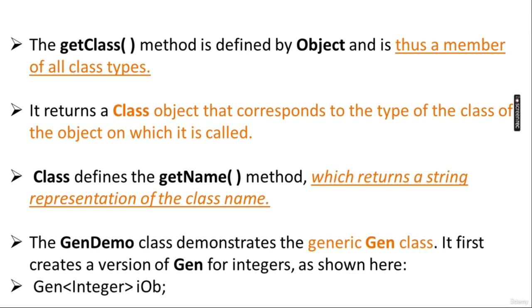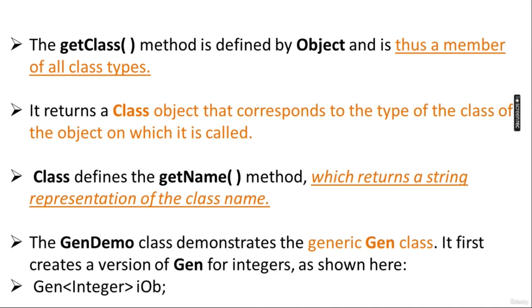So if you want to find out the class of a particular object, you will use the method getClass. It returns a class object that corresponds to the type of class of the object on which it is called. Class defines the getName method, which returns a string representation of the class name. Okay, so there is a getName method in Class which returns a string representation of which type you are using: Integer, String, Float, Boolean, etc.